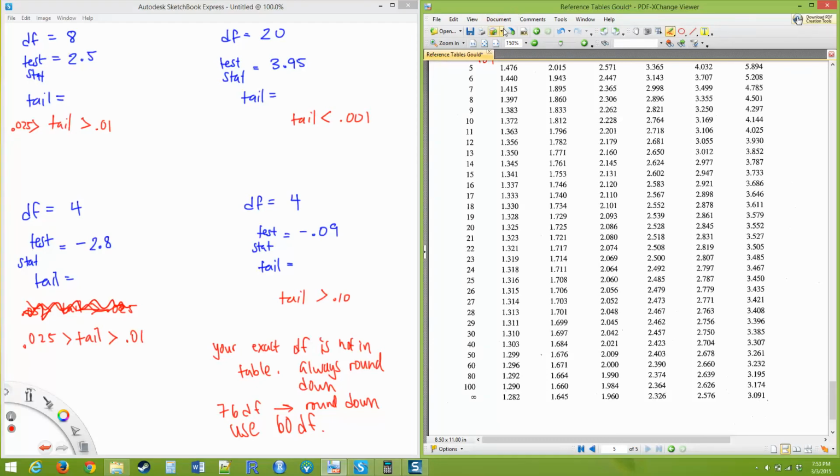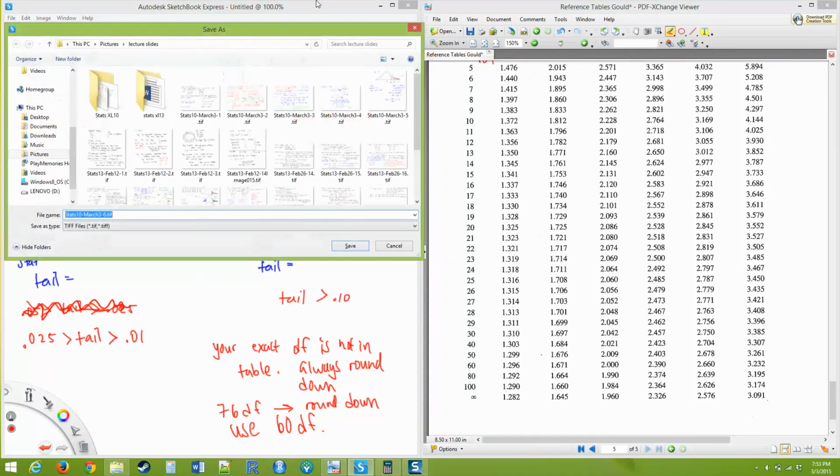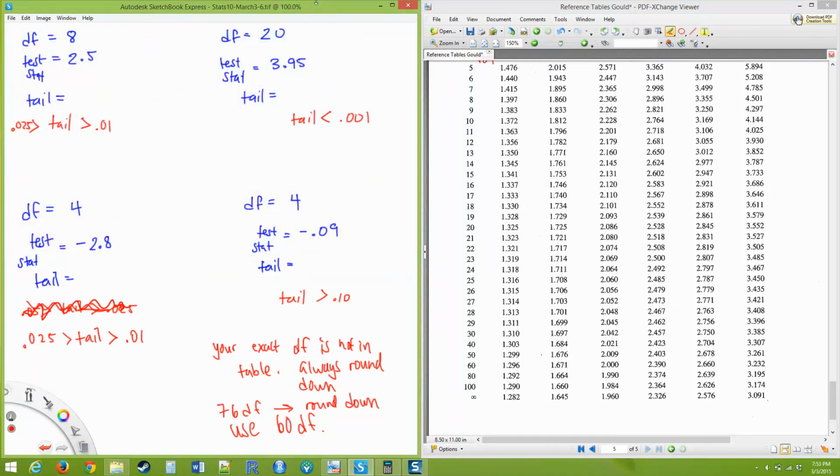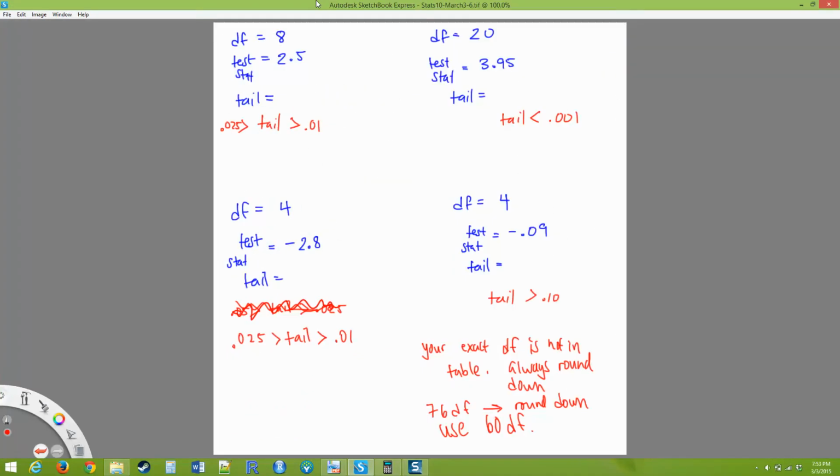So are we comfortable with looking up test statistics in the t-table? Yes. Comfortable is not the right word, but we can do it. That's fine. Okay. That's all I can ask for.